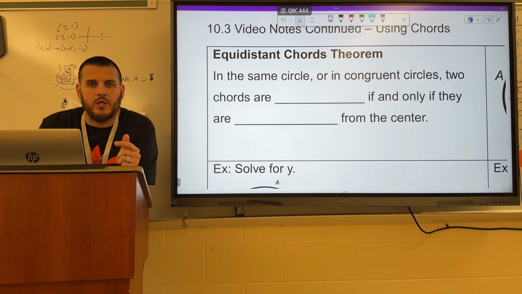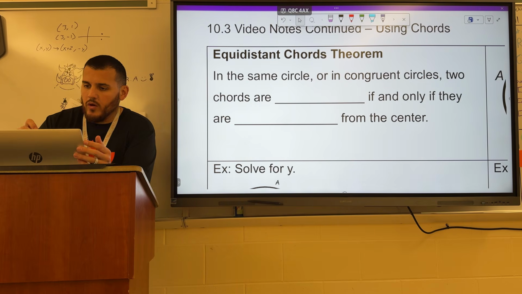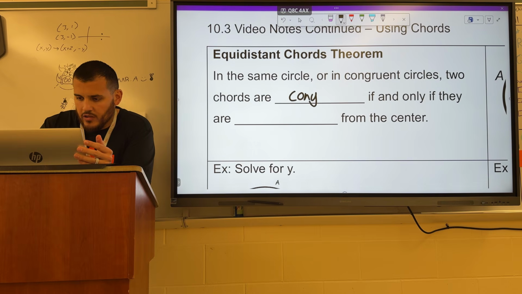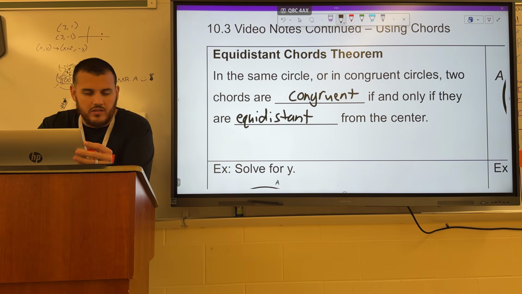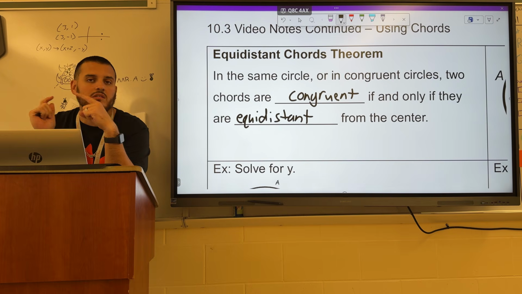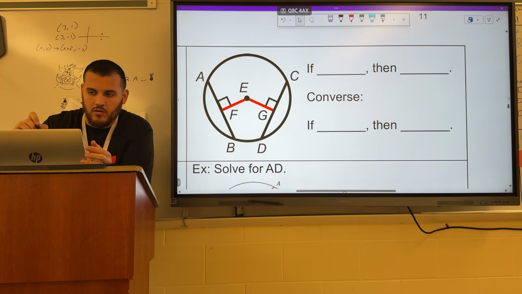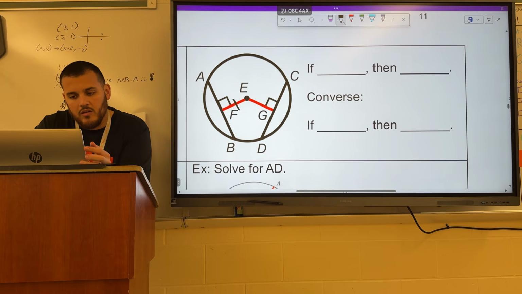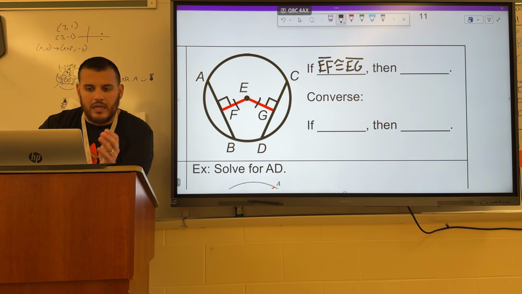in 10.3, which is the equidistant chord theorem, which says in the same circle or in congruent circles, two chords are congruent to each other if and only if they are equidistant from the center of the circle. So I can know two chords are the same length if the distance from the chords to the center of the circle is the same length. Okay, so here's an example. If we know that EF right here is congruent to EG, if we knew that was true, then that means those chords are the same distance away from point E.